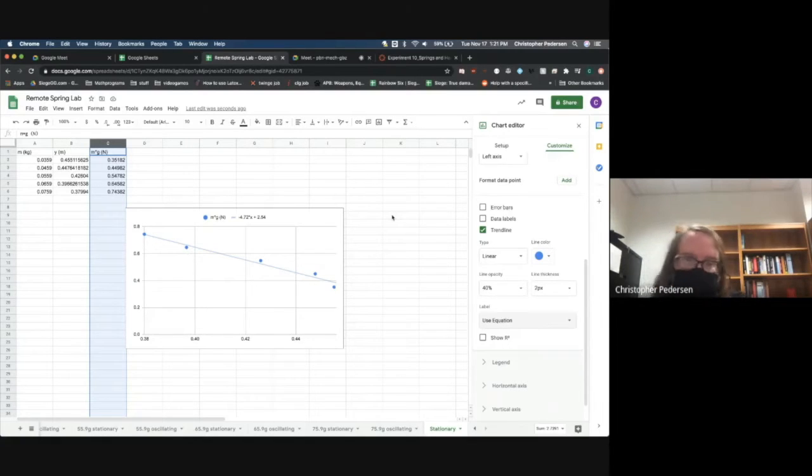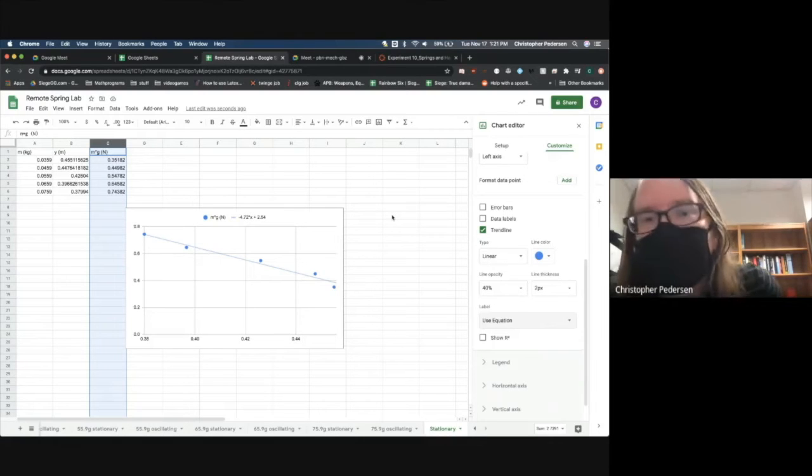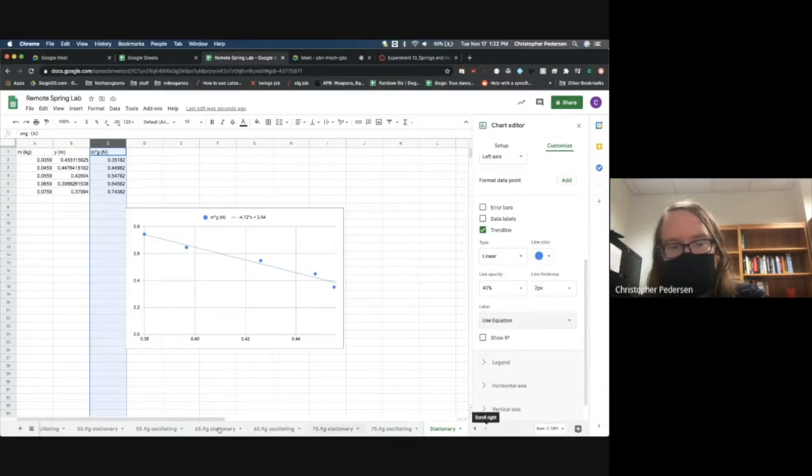You will have two different springs. One will be about 5, and one will be about 8, if I recall correctly. So hopefully you will get something around those values. And yeah, that's it for determining the spring constant based on the stationary trials.